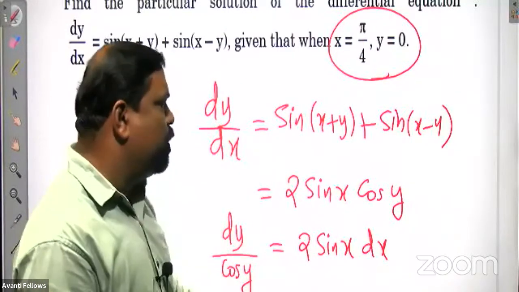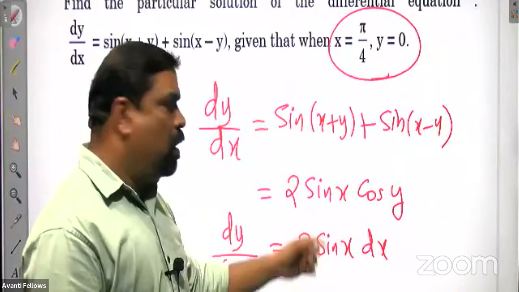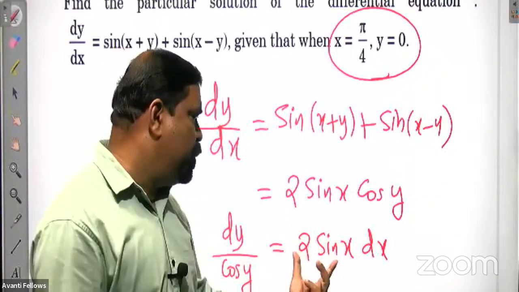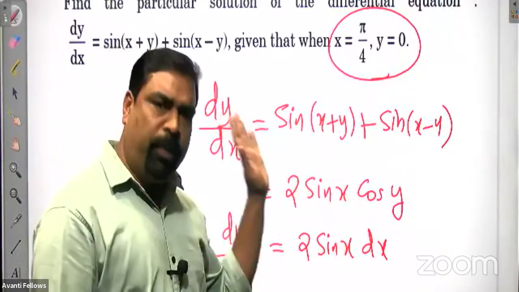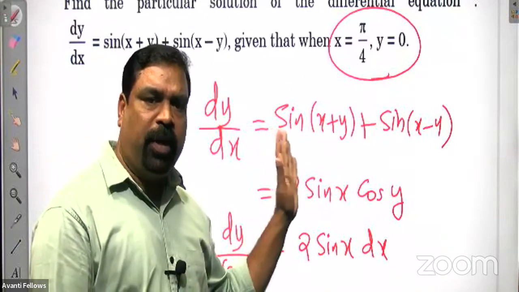So it is so simple. If you know this identity, it is very simple. There is no need of any substitution. Direct identity we have to apply.